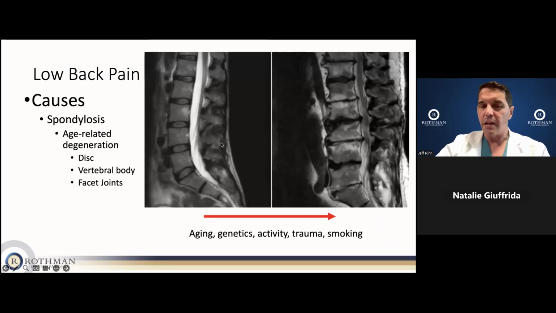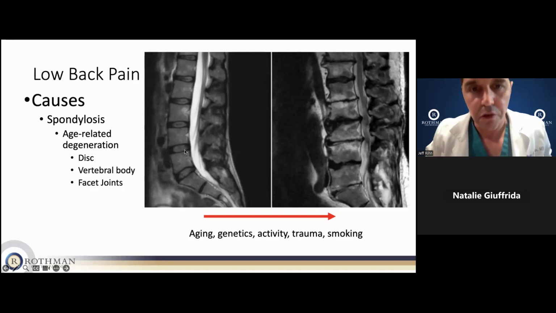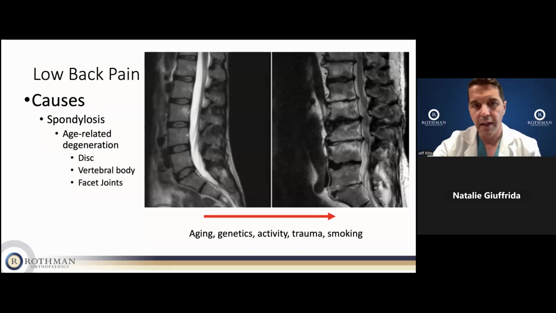This is an MRI image. I don't know if any of you ever looked at an MRI, but this is an MRI of the lumbar spine. And this process that everyone's spine goes through with aging is called spondylosis. Spondylosis refers to the age-related degeneration of the disc in the front of the spine, the vertebral body end plates next to the disc, and then the facet joints in the back. So that process is referred to as spondylosis. And again, everybody to some extent as you age goes through this process.